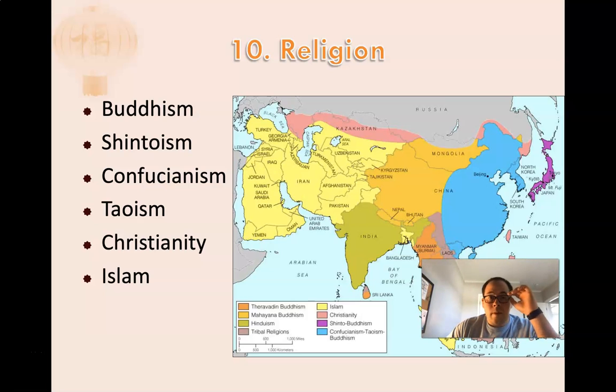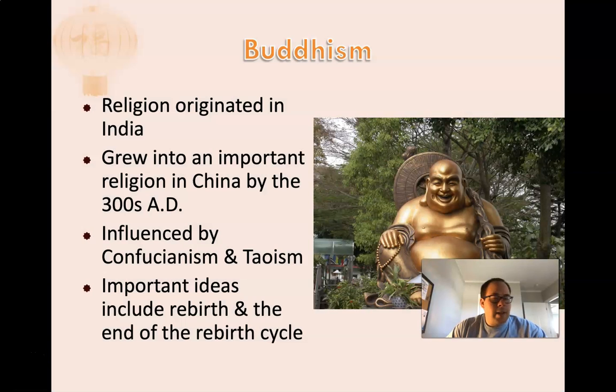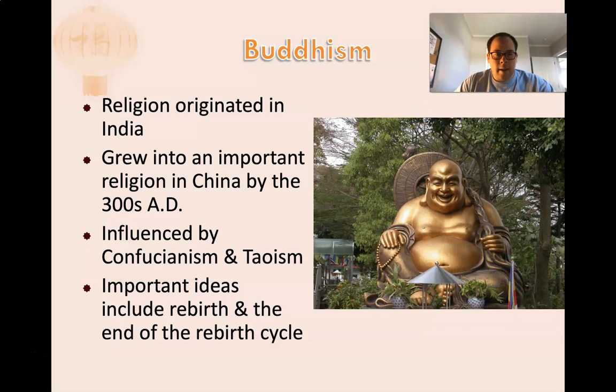The different religions in the region include Buddhism, Shintoism, Confucianism, Taoism, Christianity, and Islam. We did talk about Buddhism before. It is a religion that originated in India. It grew into an important religion in China by the 300s. It influenced Confucianism and Taoism, and its important ideas include rebirth and the end of the rebirth cycle.